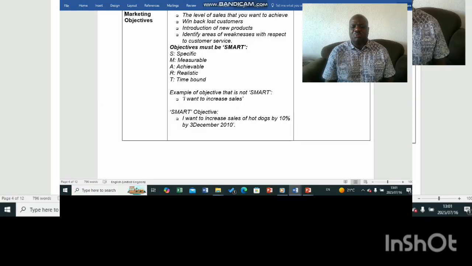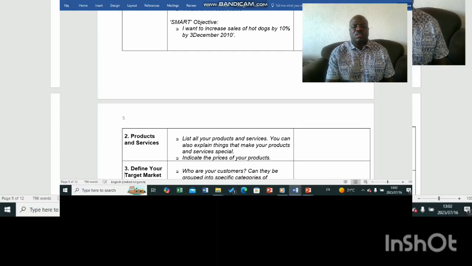Now, here's an example of an objective that is not SMART at all. I want to increase sales. Oh, this is a very dumb objective. Now, here is the SMART objective. I want to increase sales of hot dogs by 10% by 3 December 2025, 2020, 2030, whatever. Now, there's no ambiguity there.